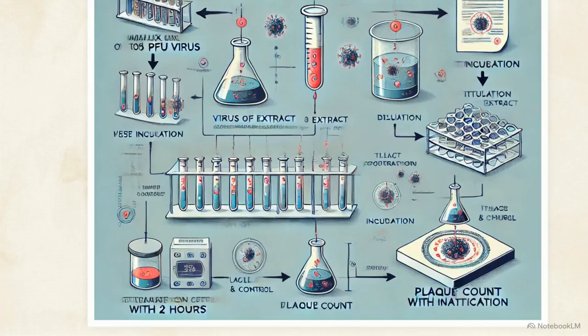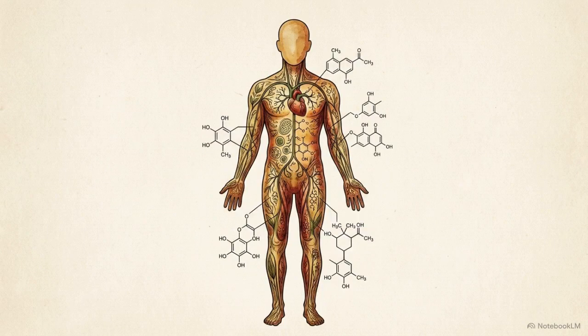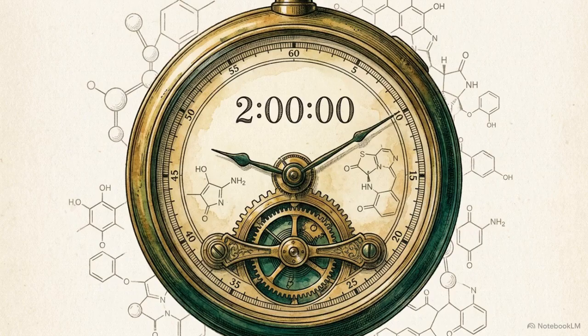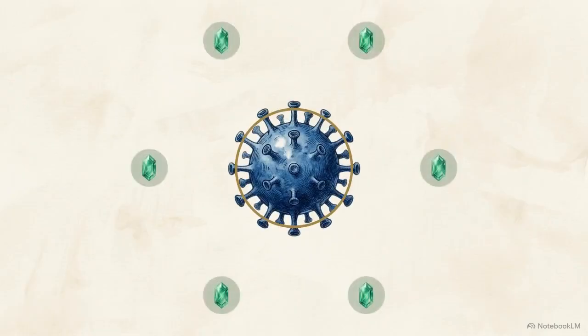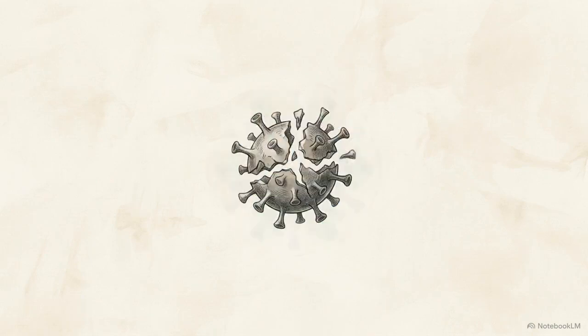Once mixed, we move to step 2. We place this solution into an incubator set to exactly 37 degrees Celsius for 2 hours. 37 degrees Celsius perfectly mimics human body temperature. This 2-hour window provides the exact chemical conditions and time required for the active compounds in the extract to potentially break down the viral envelope.